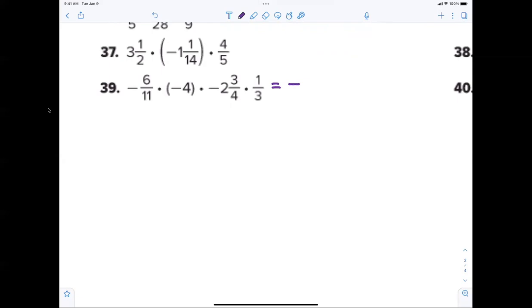Now I'm just going to start rewriting it because I want it perfect. I'm going to do -6/11 times. Now, Sadie, how do I write -4? I would make that -4 over what? -4/1. Now, actually, I don't need the negatives anymore because I know the answer is negative, and sometimes that just messes me up. So times, what do I do with 2 3/4? Exactly.